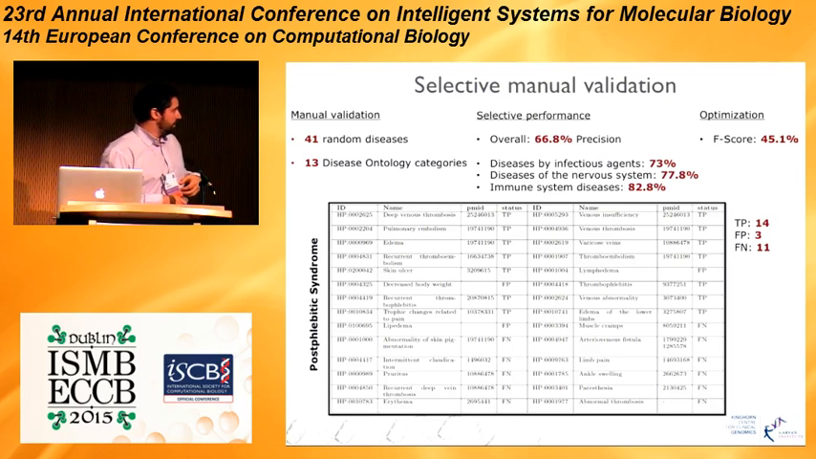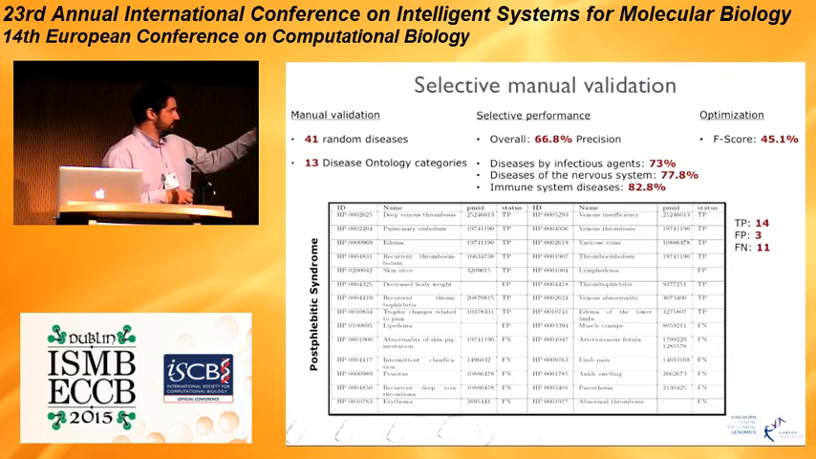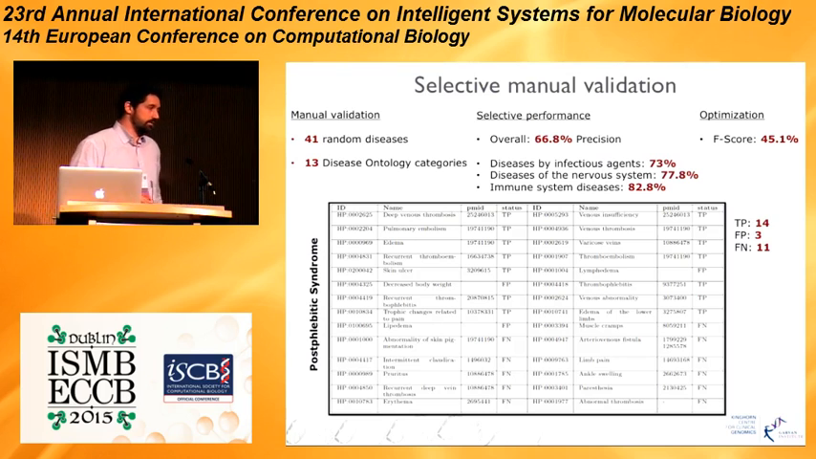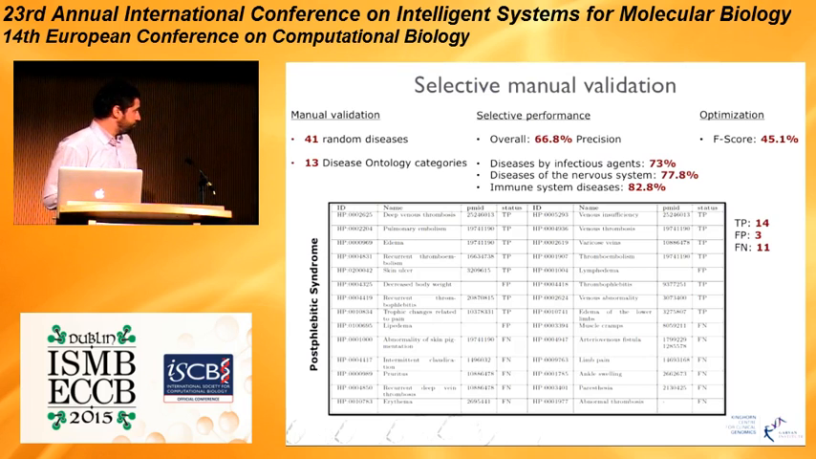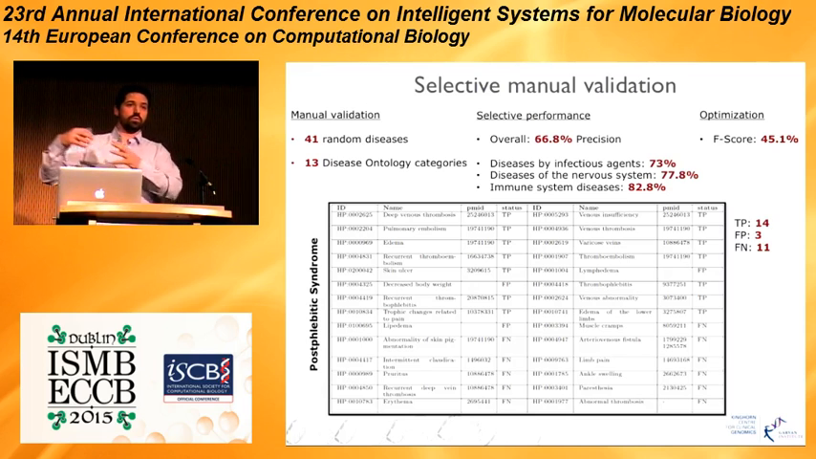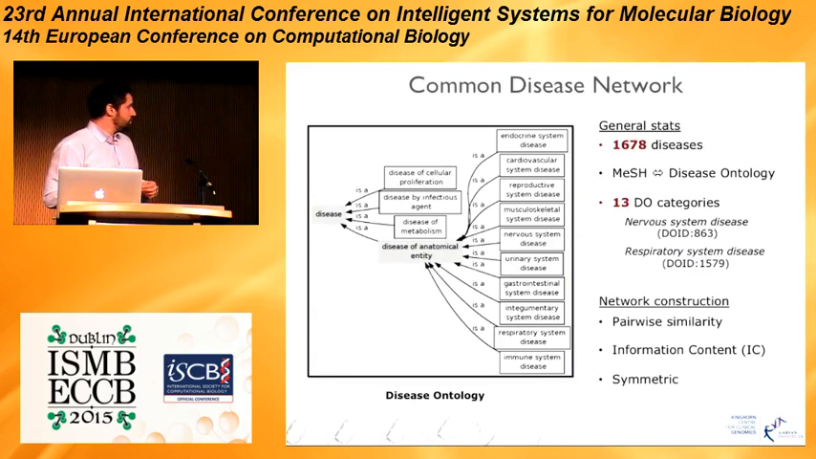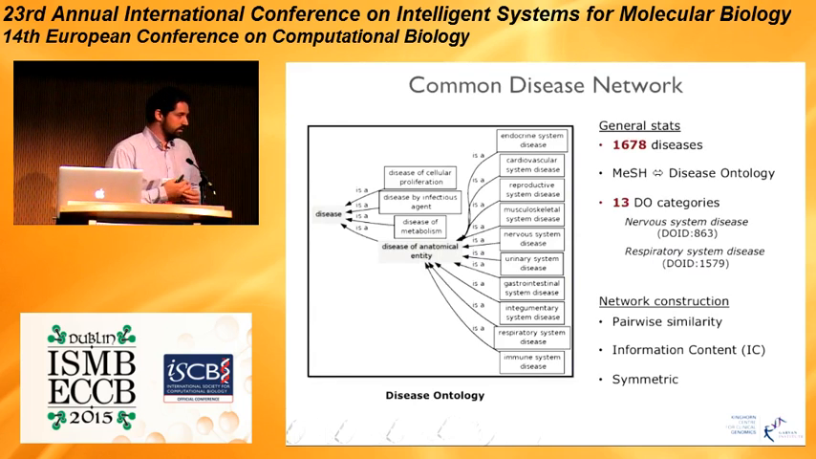Well, at the end of the day, the final result was basically to settle on an F-score of 45% overall, over the entire set of diseases and the entire set of annotations. This was then the final corpus of annotation we used in order to go to the next steps and do the actual studies.